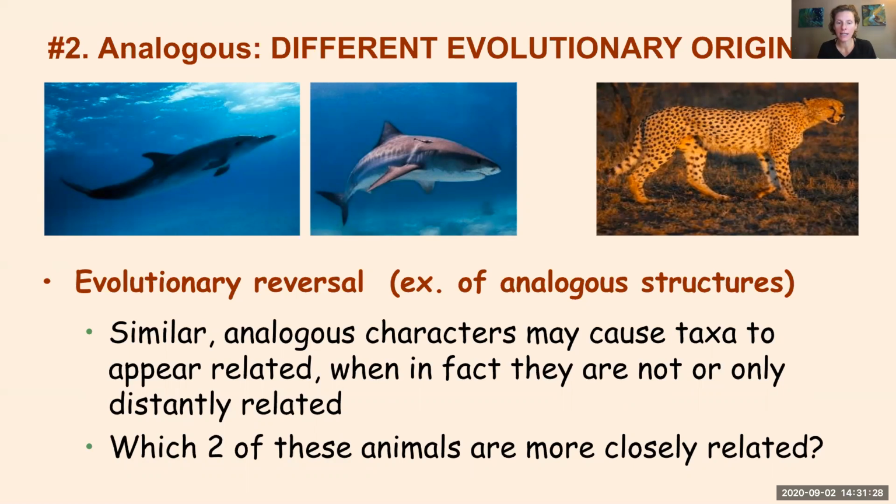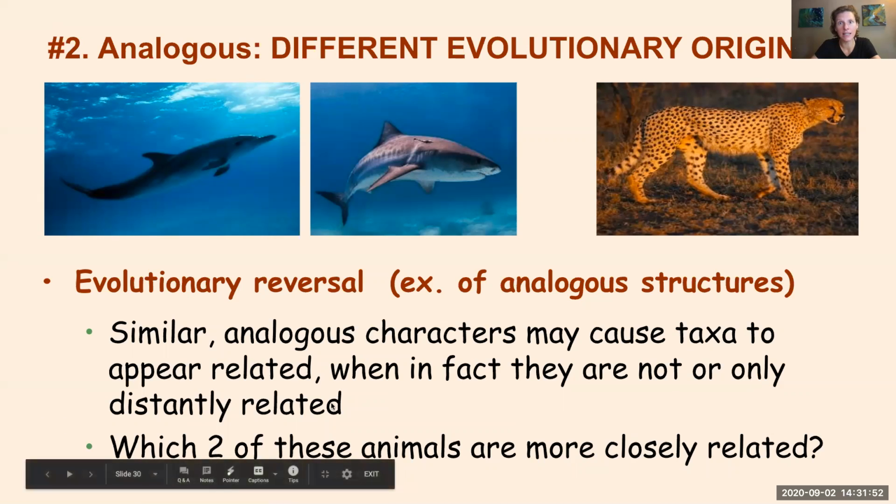And so organisms that look the same, again, a worm and a snake can both move through their environment without these kind of appendages that might get in the way. So they're functionally useful. That's an example of analogous structures. So similar analogous characters may cause taxa to appear related when in fact they are not, or only distantly related.